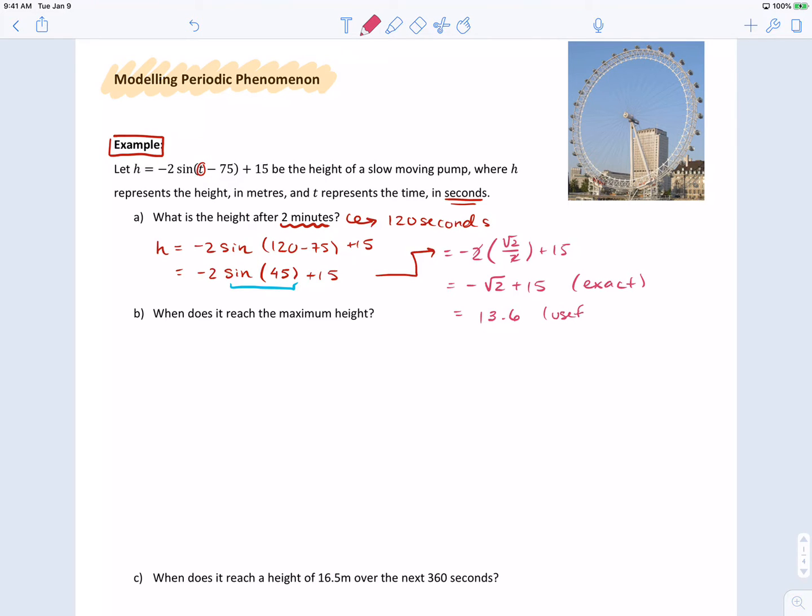This is more of our useful answer since it is more meaningful in this scenario. So it says, what is the height after that many minutes? It is 13.6 meters tall, or meters high of the pump.